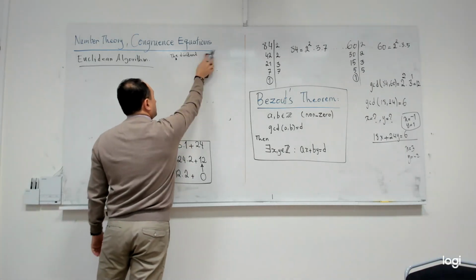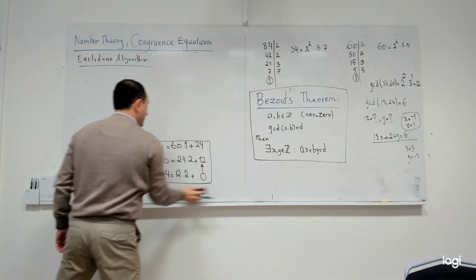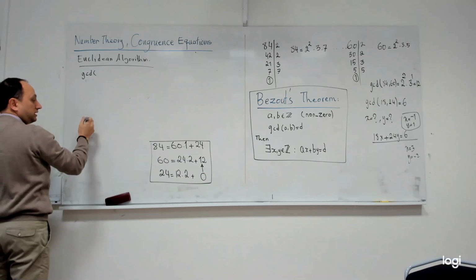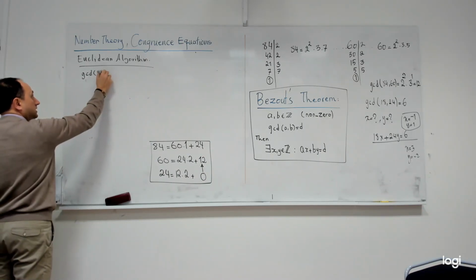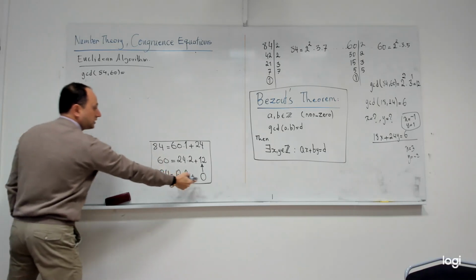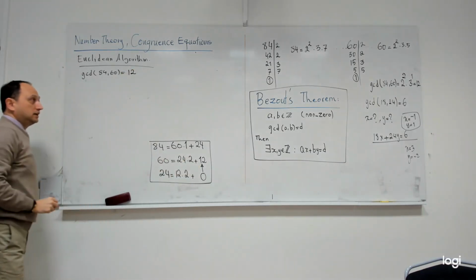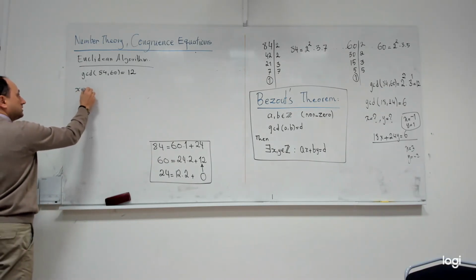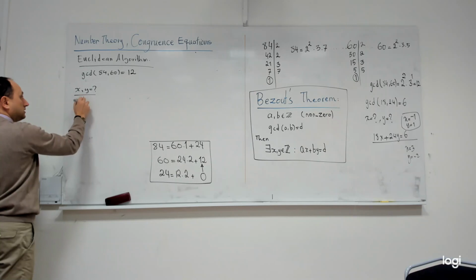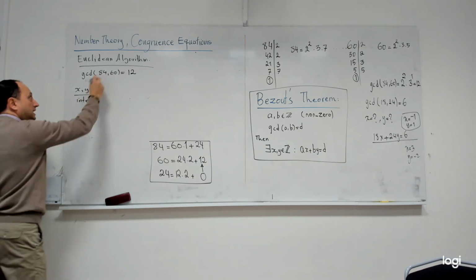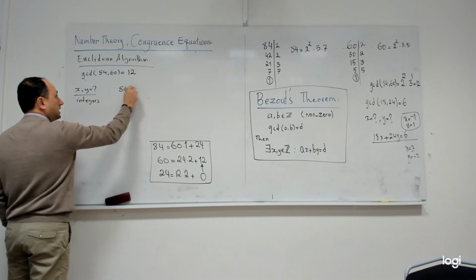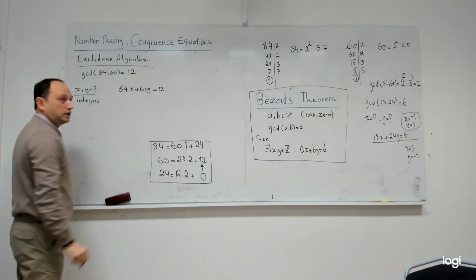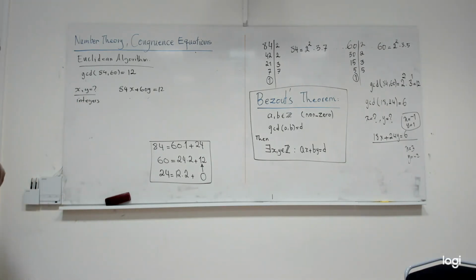What Bezout's theorem claims is that we realized here, if I ask you what is the GCD of 84 and 60, according to this calculation it is 12. Now, Bezout claims that you can find integers x and y such that 84 multiplied by x plus 60 multiplied by y is equal to 12. You want to find them. Okay, how can I find them?